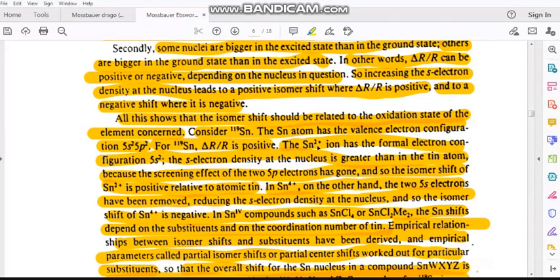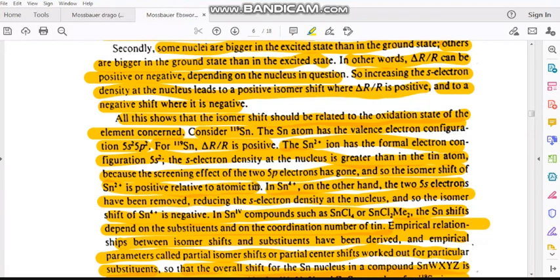The tin 2 plus ion has a formal electron configuration 5s2. The s electron density at the nucleus is greater than in the tin atom, because the screening effect of the p electrons has gone. So the isomer shift of tin 2 plus is positive relative to the atomic tin. So that's the difference.